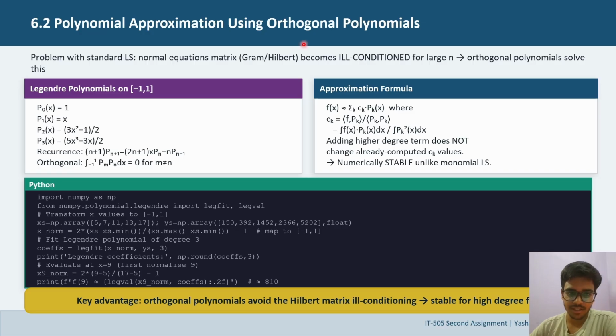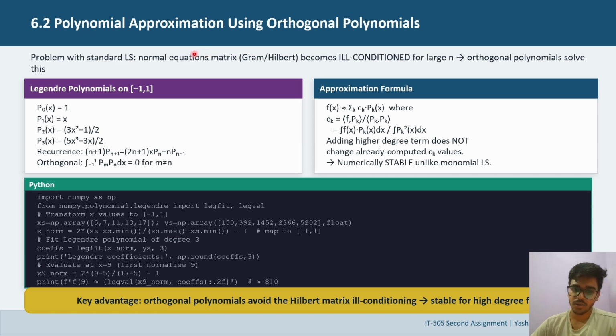Orthogonal polynomial approximation. In normal least square fitting, higher degree polynomials can make the calculations unstable because the matrices become ill-conditioned. To solve that problem, we use orthogonal polynomials like Legendre polynomials. The important idea behind the method is each polynomial basis function is mathematically independent from the others over a specific interval. That's why it's called orthogonal. The formulas are read as p0 of x equals 1, p1 of x equals x, p2 of x equals (3x squared minus 1) divided by 2.